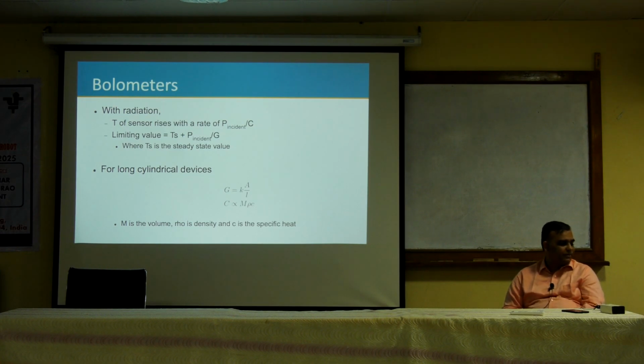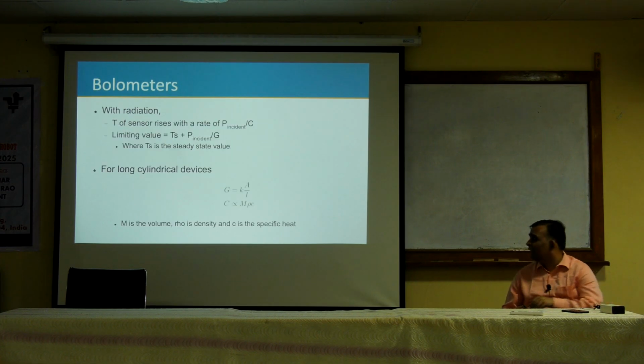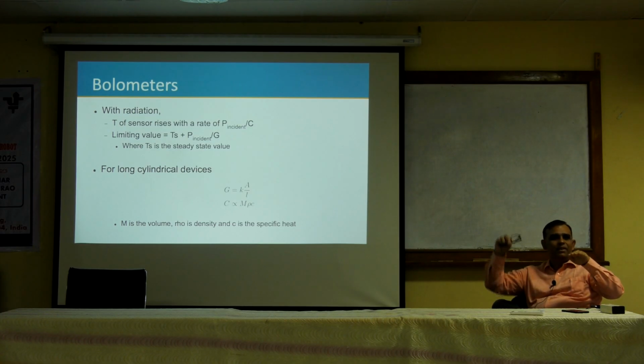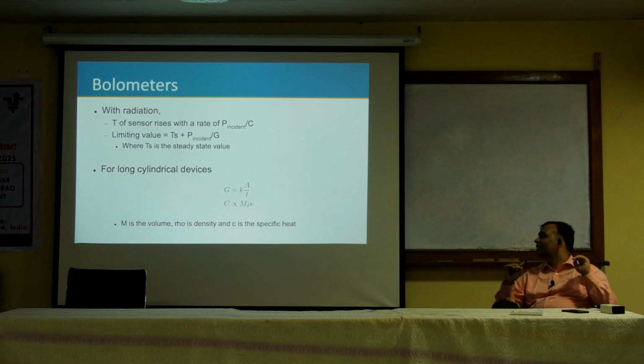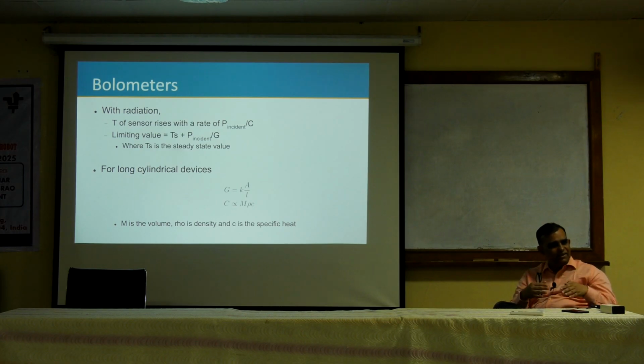The temperature of the sensor will rise at a rate of P incident by C. So, from this relationship you can come up with that. The limiting value would be a steady state value, which is the incident radiation divided by my heat conductance. So, you reach a steady state value in due course of time, and you might have seen that as we start heating, we will reach it at one point of time.